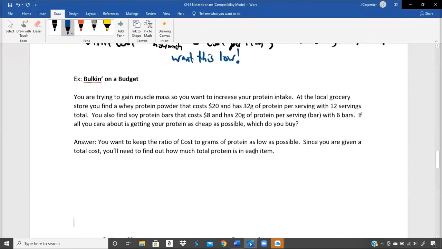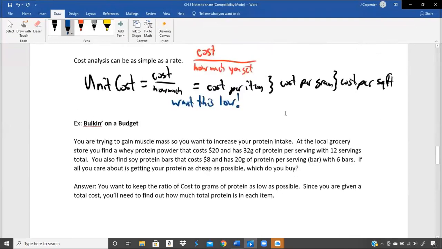The answer displayed. Bulking on a budget. You are trying to gain muscle mass, so you want to increase your protein intake. So you're going to the gym, you're lifting weights, but you can't just lift weights, you've also got to eat. And one of the main ideas to gain more muscle mass, besides ripping your muscles and letting them repair over time, is to increase your protein intake. So more protein, more muscle tears, more bulk.